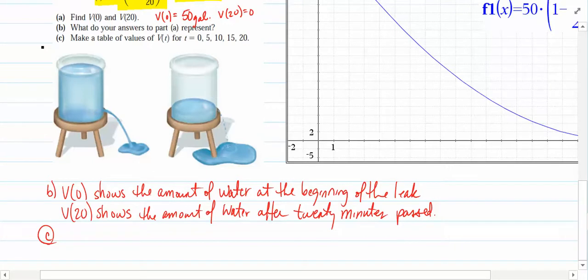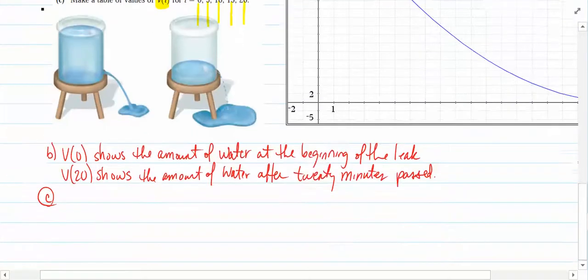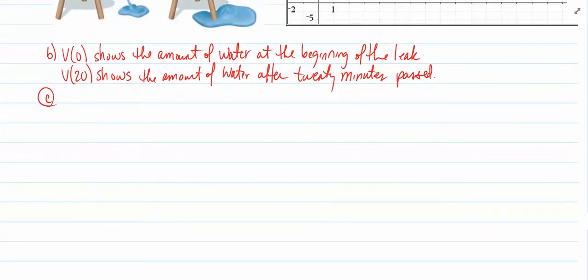For part C, we need to make a table of values. Make a table of values of the function v of t for t equals 0, 5, 10, 15, and 20. So it looks like we have a leak in the tank and we're coming back to check it every 5 minutes to see how much water is left. Let's go ahead and make a table down below that does show that result.